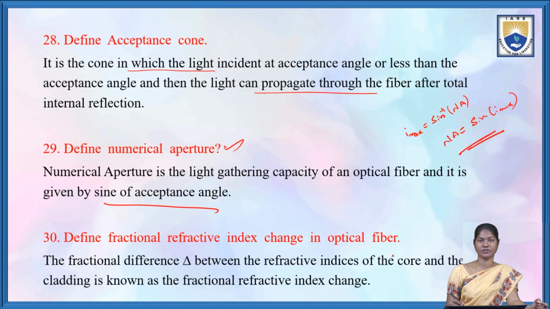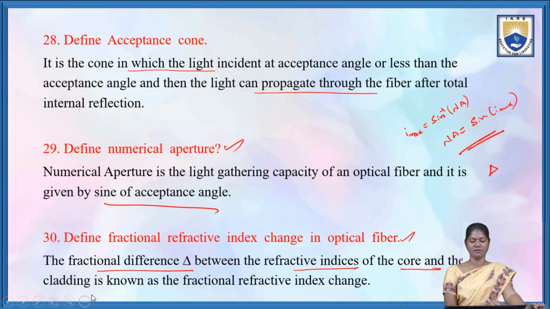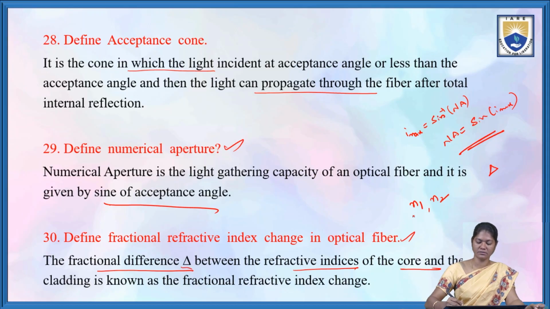Define fractional refractive index change in an optical fiber. The fractional index change is denoted by delta. The fractional difference between the refractive indices of the core and the cladding is known as the fractional refractive index change. Suppose N1 is the core refractive index and N2 is the cladding refractive index. Then delta is given by the difference between N1 and N2.